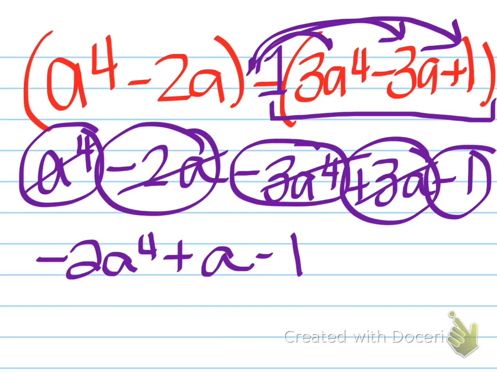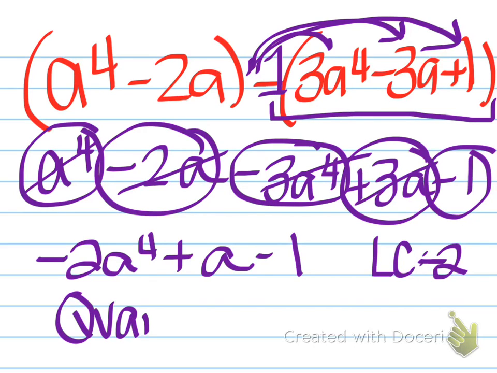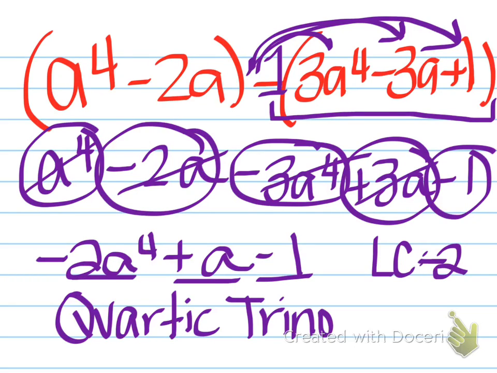So if I wanted to classify this, what is my leading coefficient? It's 2. My degree is 4. Oh, sorry, it's not 2. It's negative 2. My degree is 4, which means that this is a quartic. 3 terms, so it's a trinomial.